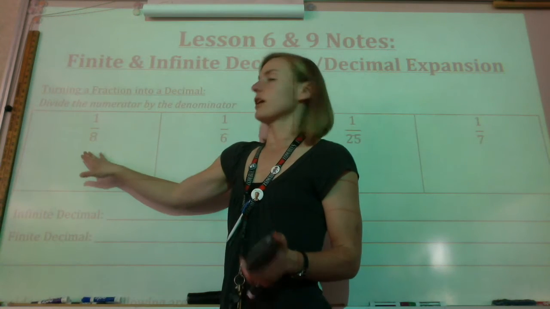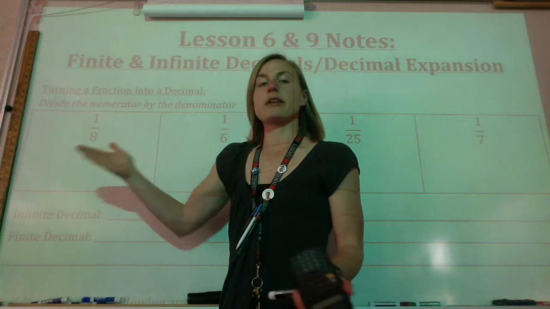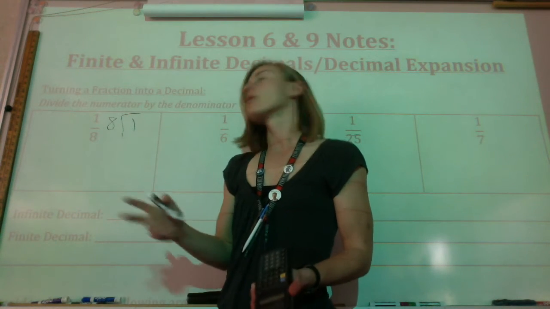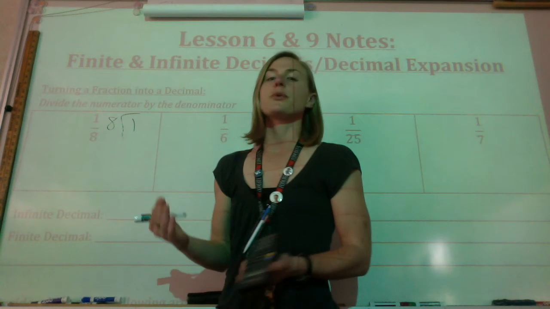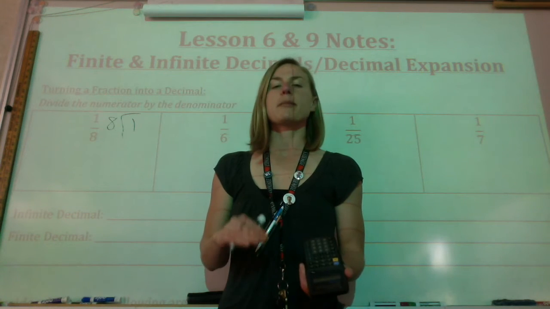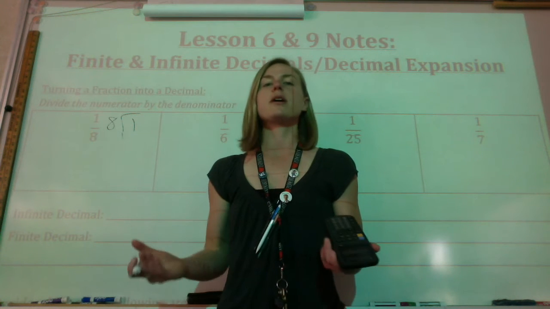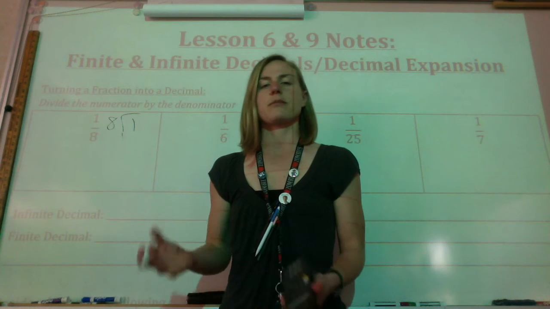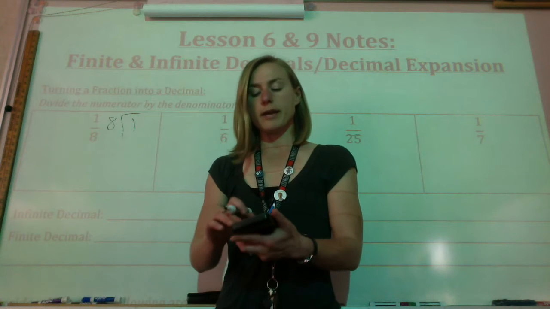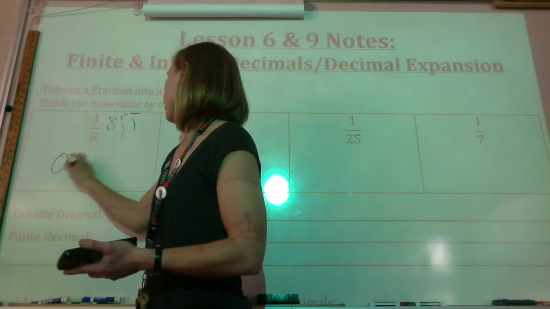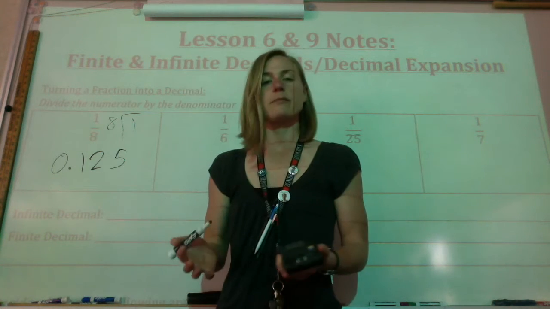For this one right here, 1 over 8, to turn that into a decimal, we'd have to do 1 divided by 8. What I always see people mess up, though, is that they'll switch these. So they'll do 8 divided by 1. Always remember to look at your answer and see if it makes sense. Because if you do 8 divided by 1, you'd get 8, and that wouldn't make sense. But if we do 1 divided by 8, we get 0.125. Okay? And that's all we need to do.